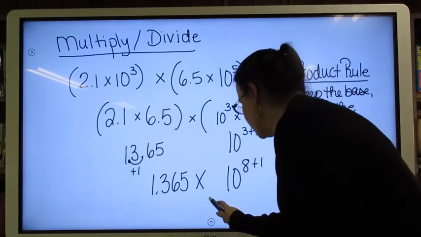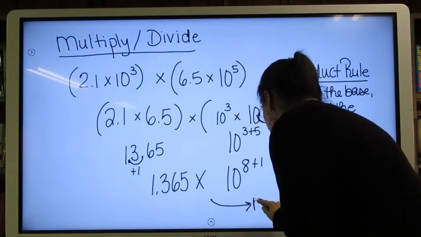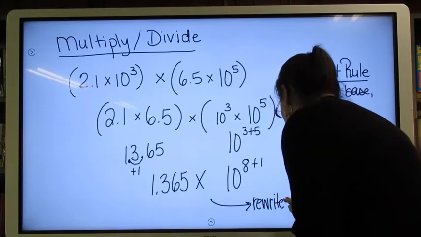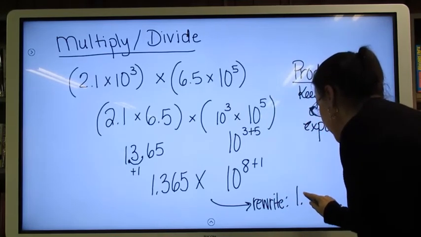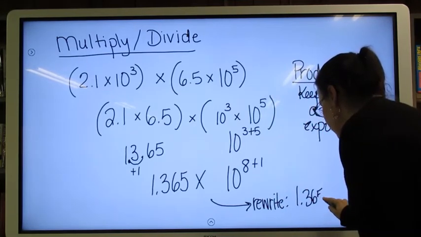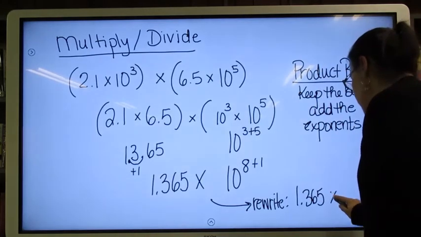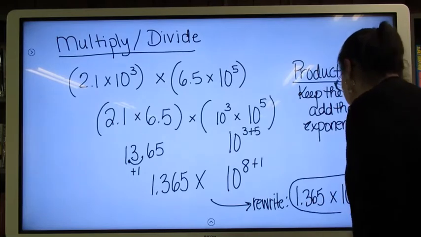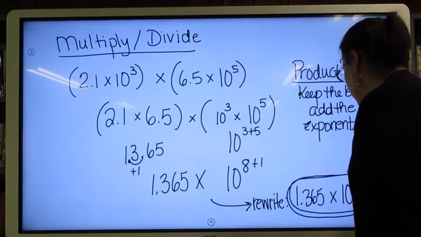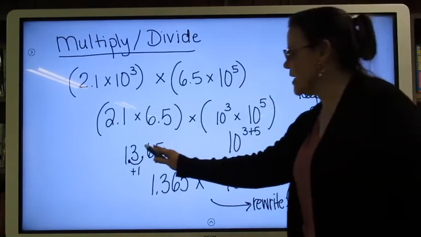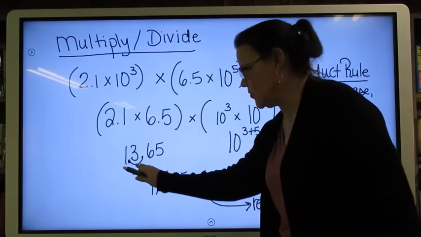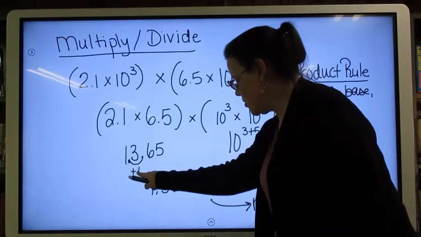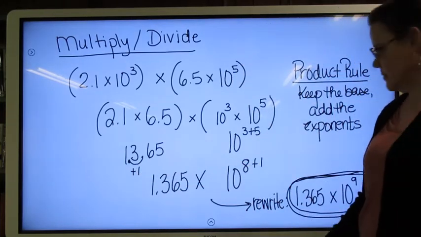So now I have to rewrite the answer. It's going to be 1 and 365 thousandths times 10 to the 9th power. And that would be your final answer. Don't forget to make that greater than 1, less than 10. And when you do that, you add that 1 to the exponent.